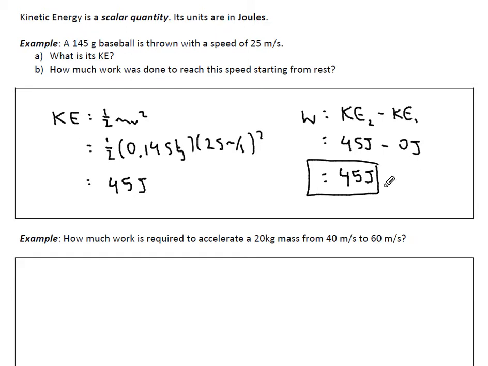Next question. How much work is required to accelerate a 20 kilogram mass from 40 meters per second to 60 meters per second? Just like what we did, KE2 minus KE1. So we're going to have 1/2 mv2 squared minus 1/2 mv1 squared. And we can see that if we want, we can simplify this expression. Factor out the half, factor out the m, and we get v2 squared minus v1 squared.